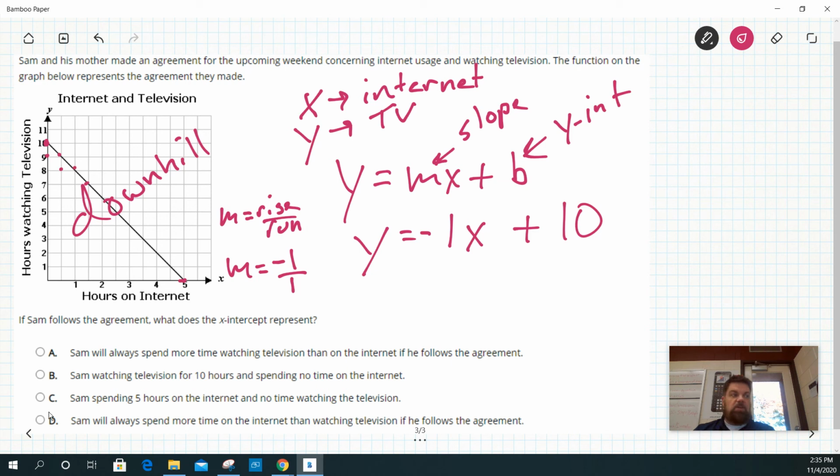So B and C are pretty close. We'll have to make a distinction between those. And then D, it says Sam will spend more time on the internet than watching television. Well, A and D are not necessarily true throughout the entire agreement. So now we've got to narrow it down between B and C.